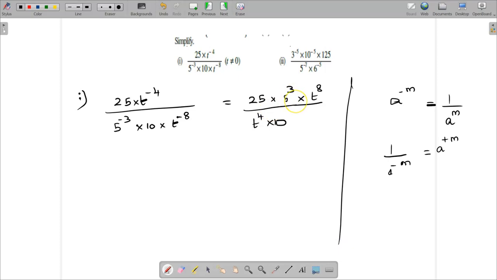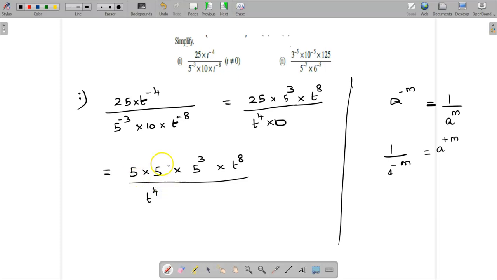So once you have done that, just simplify this term. While simplifying, this 25 I can write as 5 into 5. Why? Because the other term here is 5 power 3. So let us convert this 25 also into 5 terms. So 25 I can write as 5 into 5, and then again I have 5 power 3 into t power 8 in the numerator, and in the denominator t power 4.